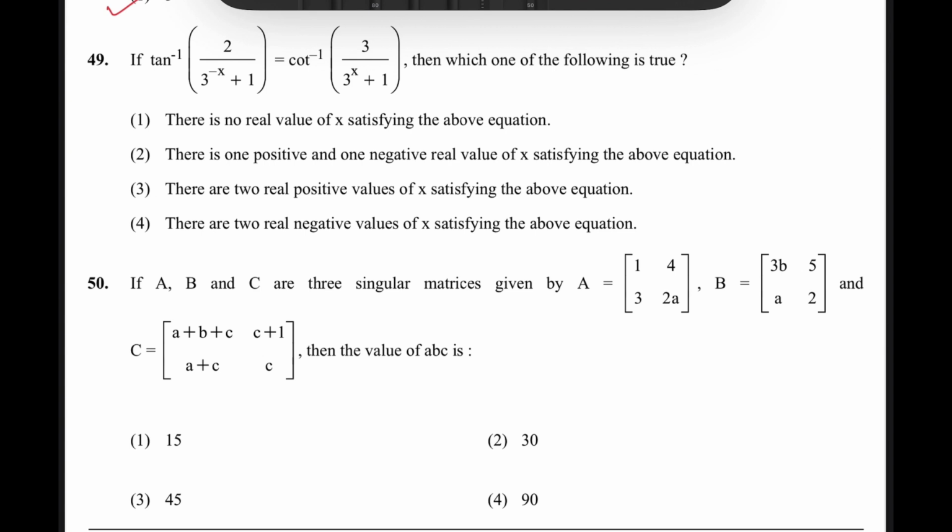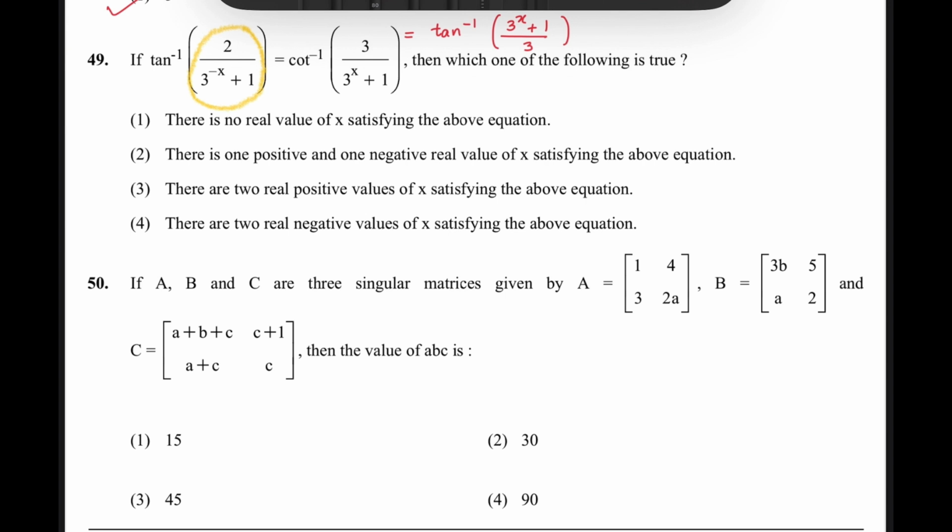Okay, moving on to question number 49. It says tan inverse of something is cot inverse of something, okay? So how can we write cot inverse in terms of tan inverse? So we have to reciprocate the argument. So then it will be 3 to the power x plus 1 divided by 3, right? And then I can compare these two.